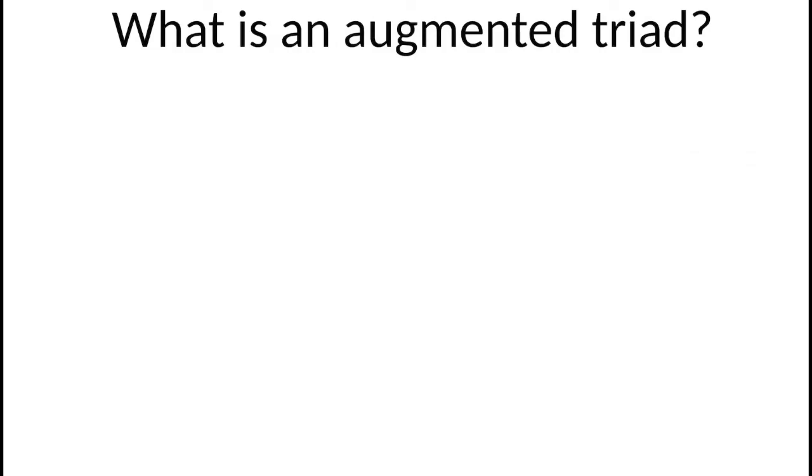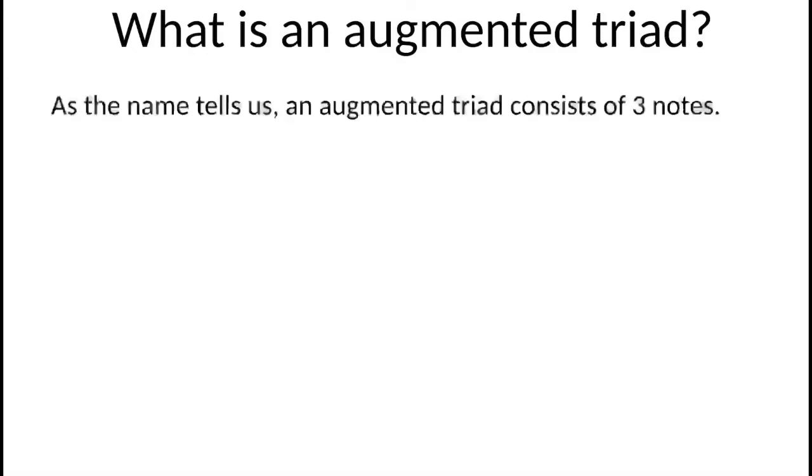Finally, an augmented triad. Remember earlier on we spoke about diminished meaning lower, to lower or to lessen something. Augmented is the opposite of this. If you augment something, you make it bigger. So, a triad consists of 3 notes. How do we make an augmented triad?